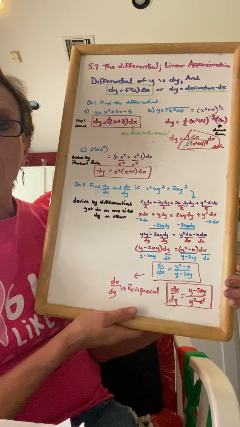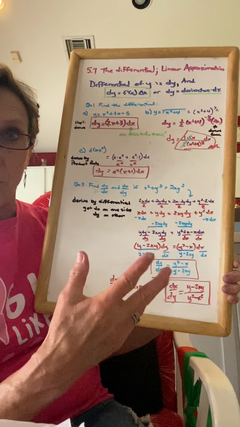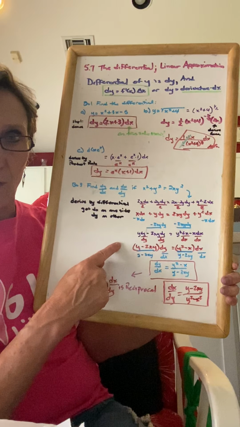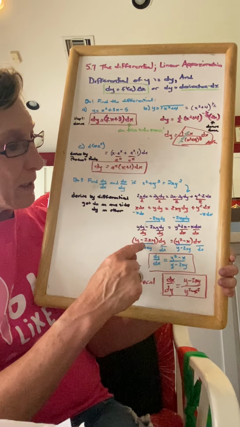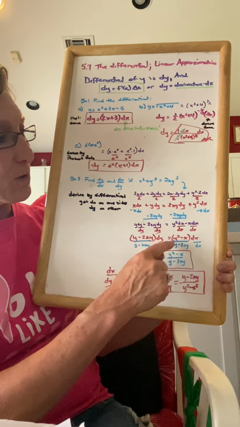Now, you're just looking at the purple again. That's what I got. Now they want me to divide out the dy and stick it on the outside, and divide out the dx and stick it on the outside. So I did that, because remember, that's the differential part. So this red part is differential. Okay, so now I have y minus 2xy dy equals y squared minus x dx.